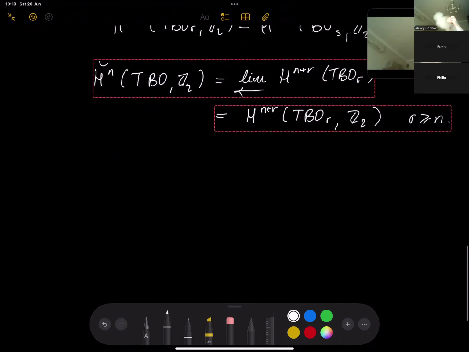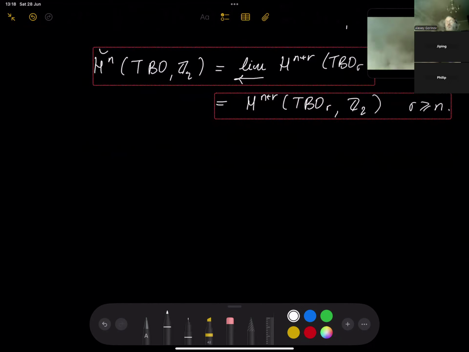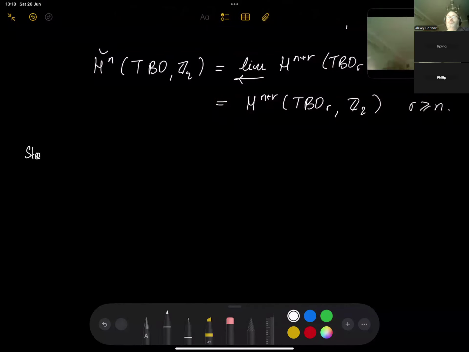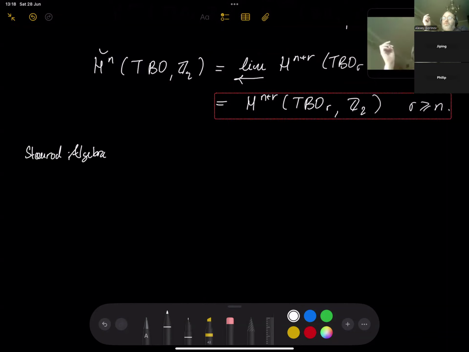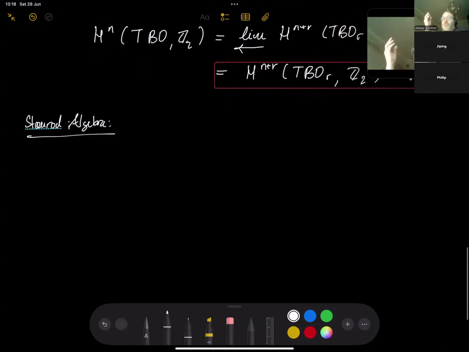So then the next step is to show that we actually have more structure. The cohomology ring has the structure of a free module over the Steenrod algebra. So should I recall what the Steenrod algebra is? Well, just the definition and the properties that we will use. Sure.